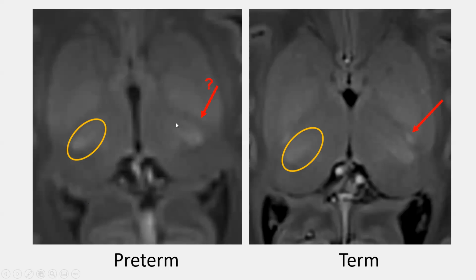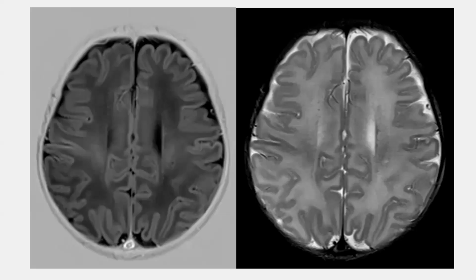We expect to see this starting at about 37 weeks gestational age. So when a child is born at 34 weeks and receives an MRI shortly afterwards, it is normal not to see it. This would be abnormal if we see it absent in a term child born at like 38 or 39 weeks of age.